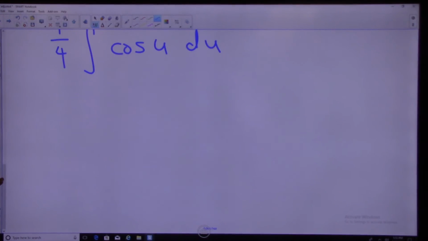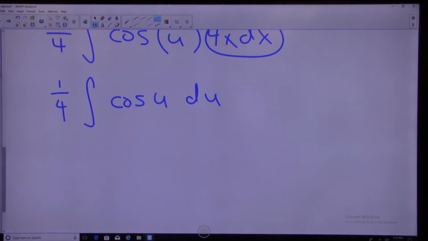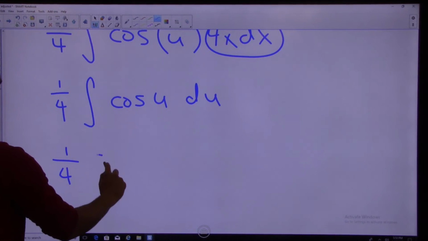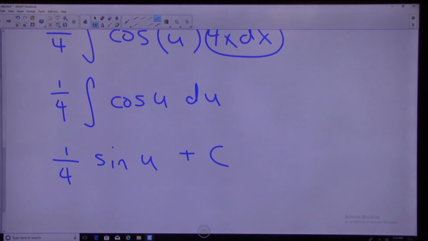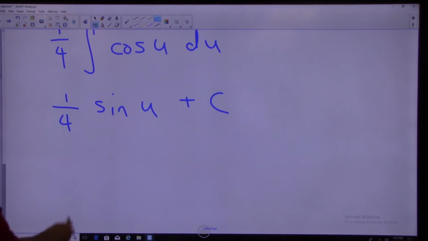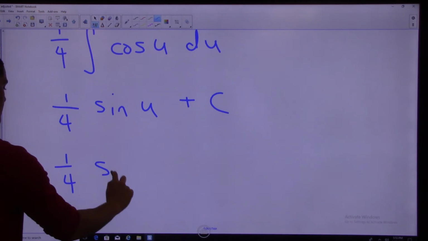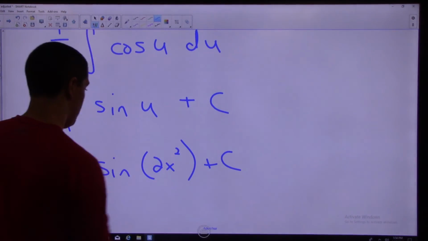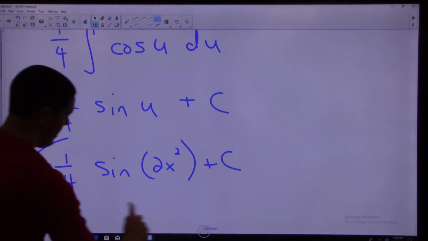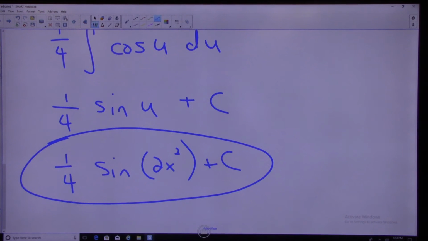So we should know, without even looking, what's the antiderivative of cosine? The answer is sine of u plus c. And then I need to replace what u is. So 1/4 sine of 2x squared plus c. There's that one. All right, if you need to see anything else, go back and rewind it there.